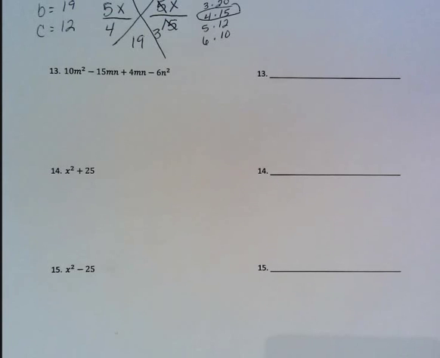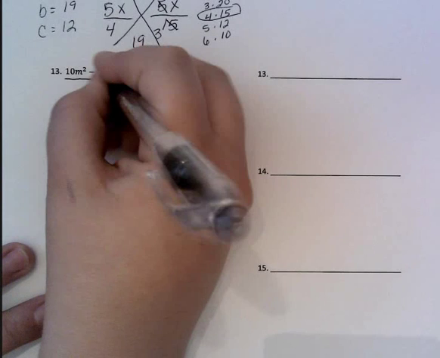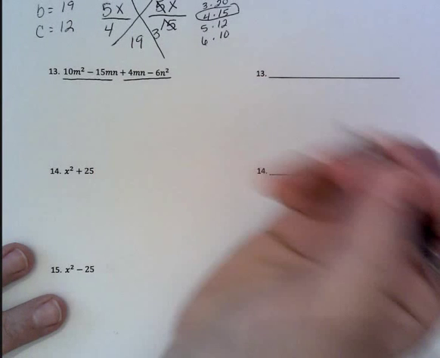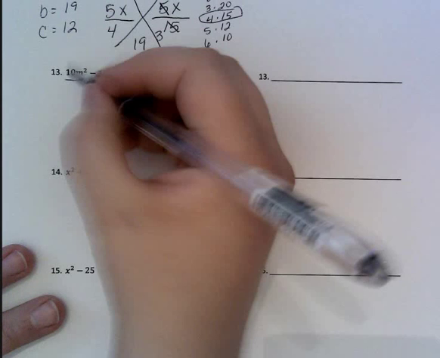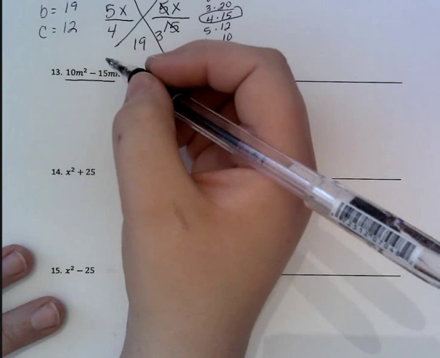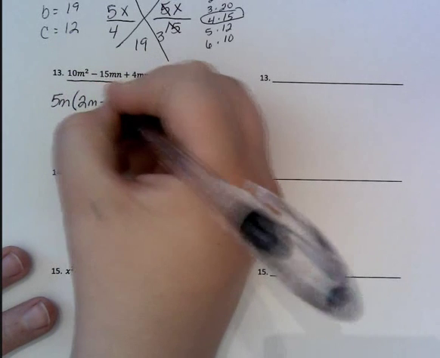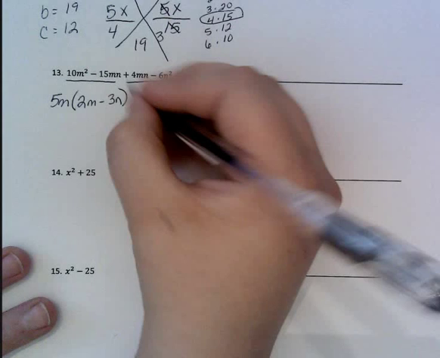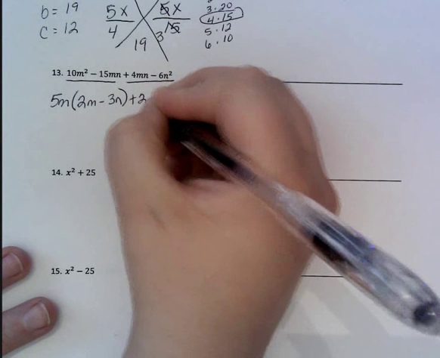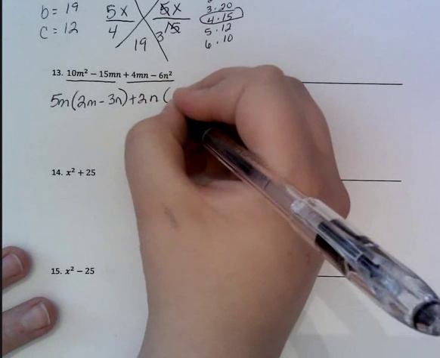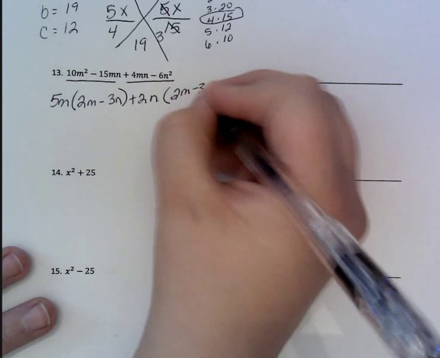On number 13, you notice that you have 4 terms there. So that is our grouping method. Our grouping method, we are going to underline our first 2 terms and then our second 2 terms. So take your greatest common factor of these first 2 terms. I can take out a 5m, which leaves me with 2m minus 3n. And over here I can take out a 2n, which leaves me with a 2m minus 3n.